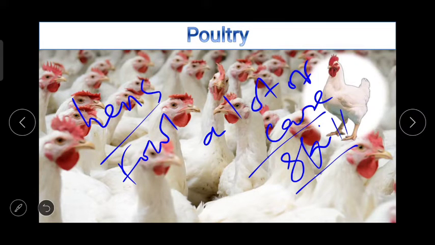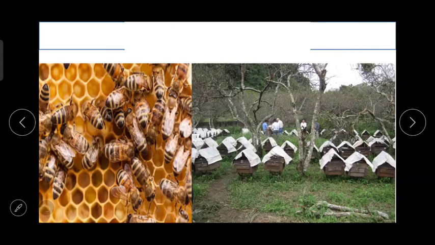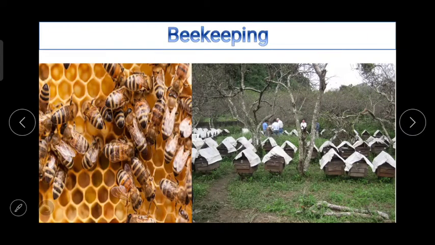In some areas rabbit, pig and emu rearing is also undertaken. Now next to this, beekeeping. This occupation is undertaken to obtain honey and wax. Nowadays honey is very important in the diet of people because people are aware about many things and conscious about their health, so it is becoming important.